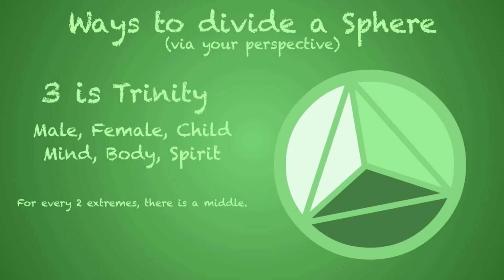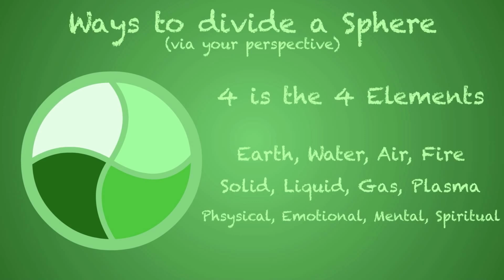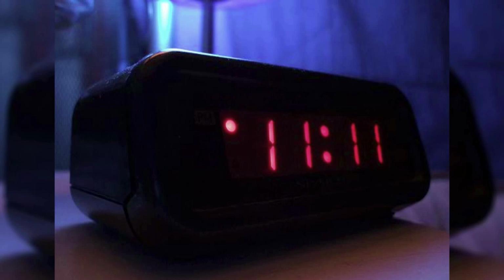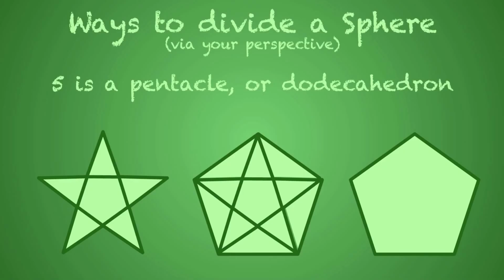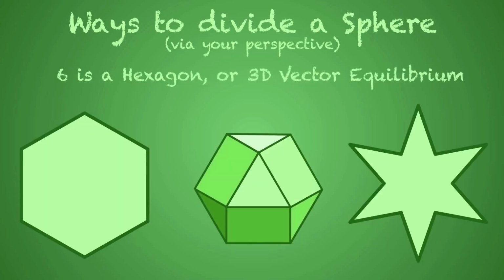If you look through three, you see a trinity: mind, body, spirit; male, female, child; up, down, middle; black, white, gray; or even little things like 111 or 333 on your clock. If you look through four, you see the four elements. They are the physical, mental, emotional, or spiritual, or perhaps 1111 on your clock. We can continue. 5 is the pentacle, as well as the dodecahedron. 6 is the vector equilibrium, or cuboctahedron, which we'll talk about in a few minutes.